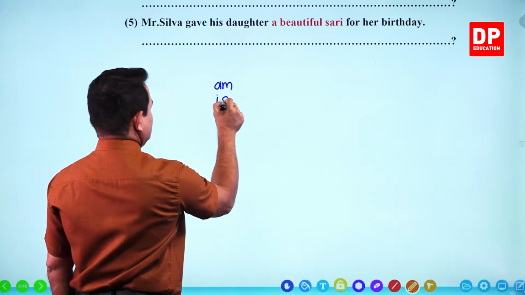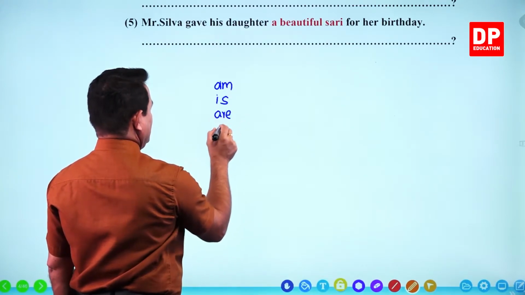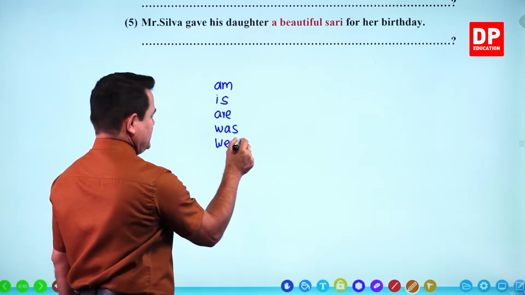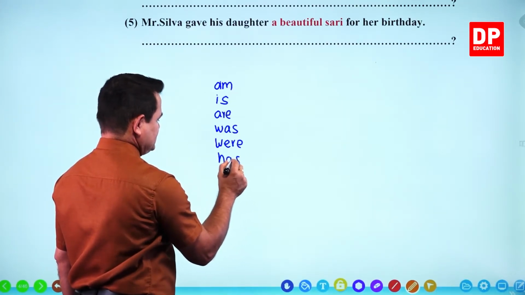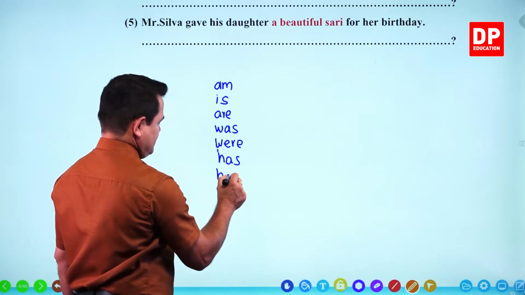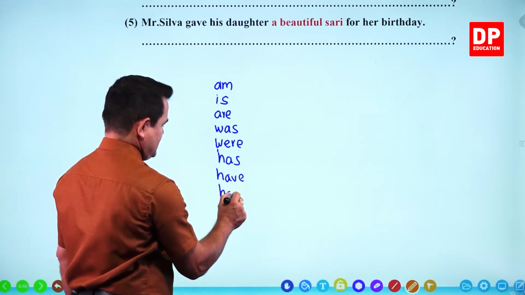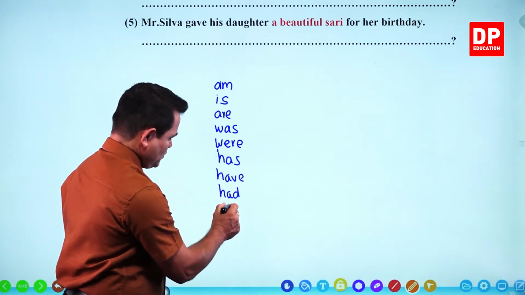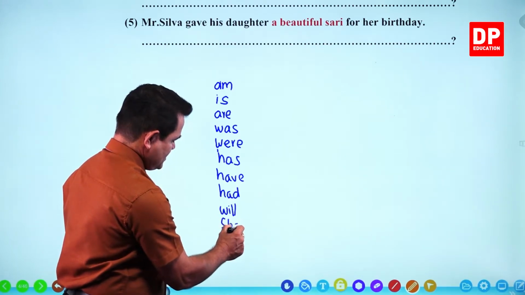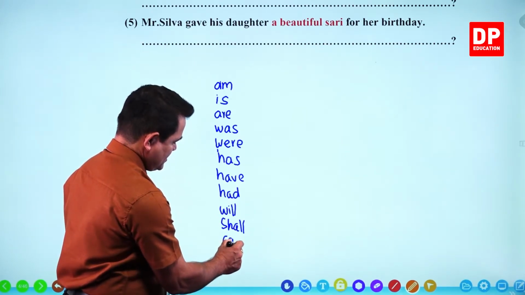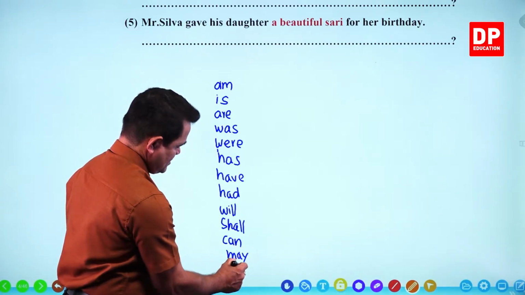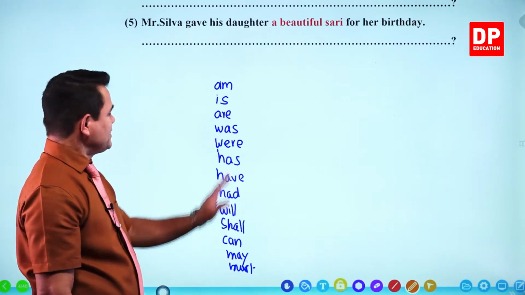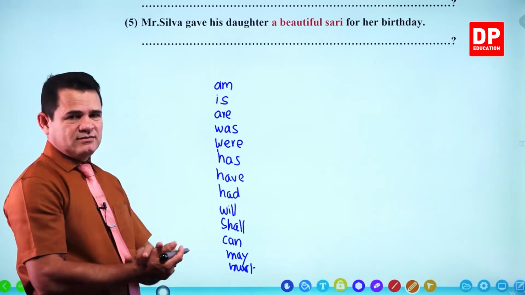Am, is, are, was, were, has, have, had. And modal auxiliaries like will, shall, can, may, must. If these words are there, we take the word to the front and form the question.